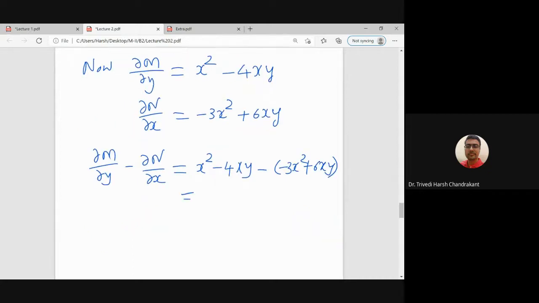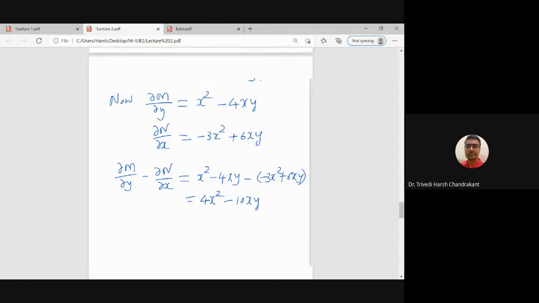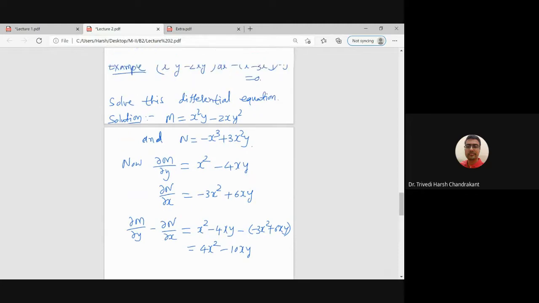So that is basically 4x square minus 10xy. Now you can see that if we divide this quantity, del m by del y minus del n by del x, by m, it is not a function of y alone, right? So that means the second method we cannot apply.